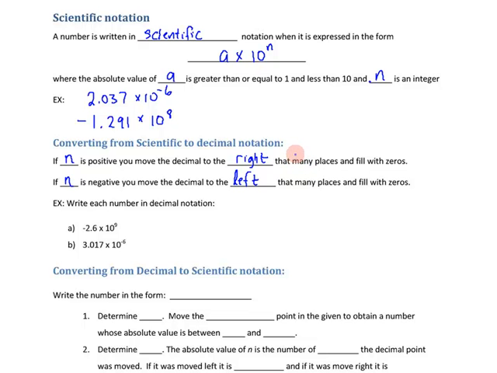Okay? So for example, negative 2.6 times 10 to the 9th is the same thing as the following number. I'll leave 2.6, I'll write it just as it is, and I'm going to take the decimal place and I'm going to move it to the right 9 places. And I'm moving it to the right because 9 is positive. So I'll go 1, 2, 3, 4, 5, 6, 7, 8, 9. Fill the empty places with zeros, and that's your number.